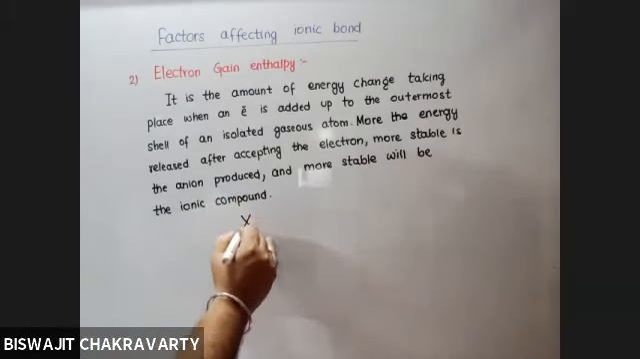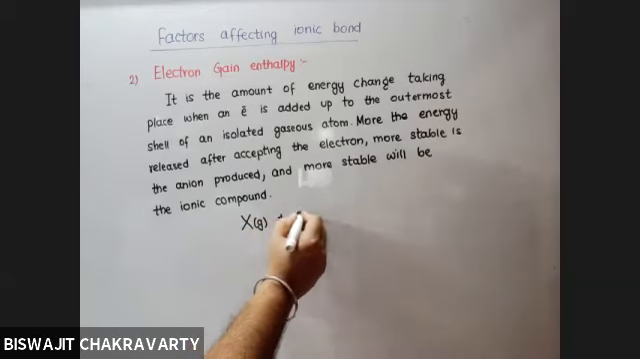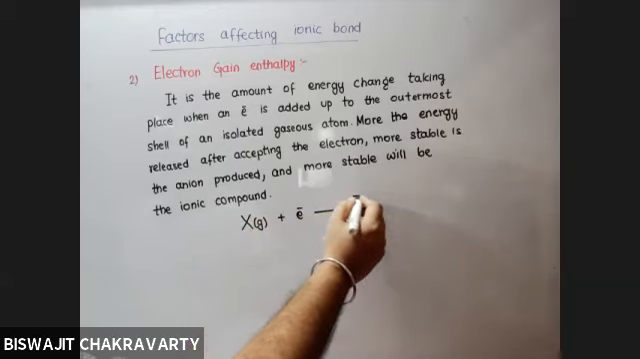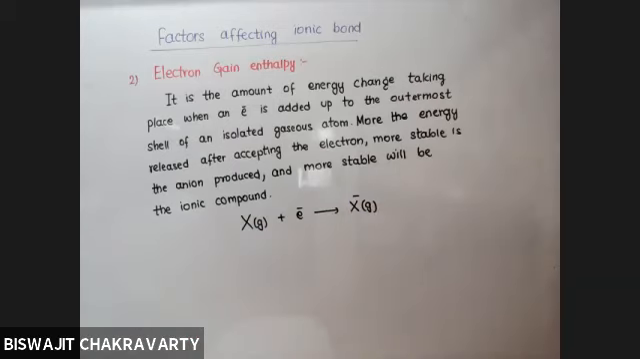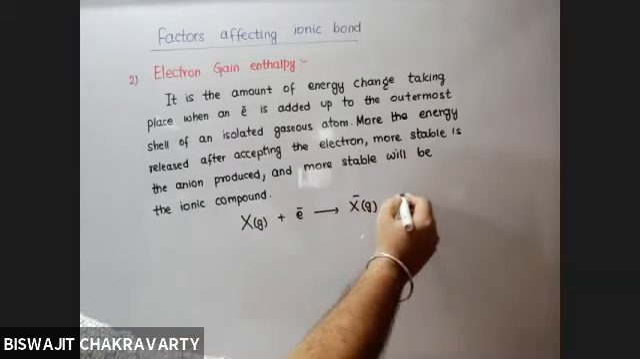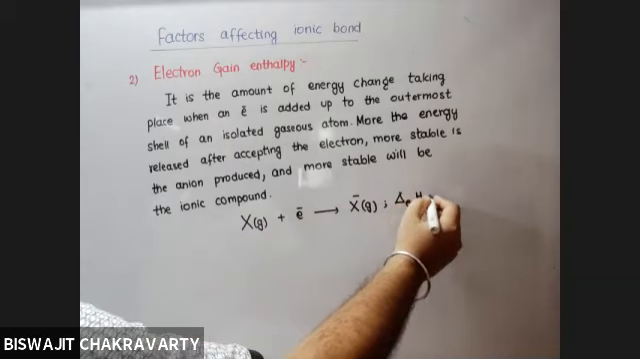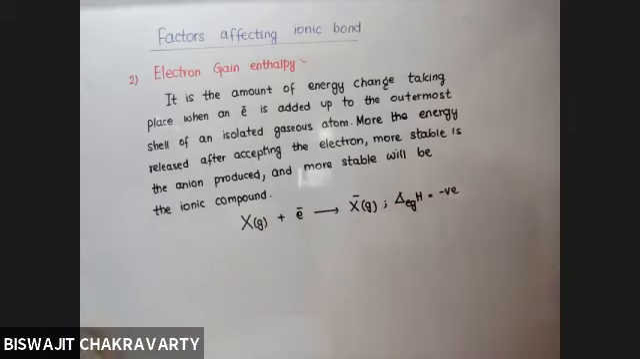It means that if an atom X accepts electron to produce X minus, then during this process, delta EGH must be negative. And not only negative, it should be highly negative, because more negative it is, more stable will be the anion. And the more stable the anion, you can expect a better ionic compound produced. Is this much clear? Yes, sir.